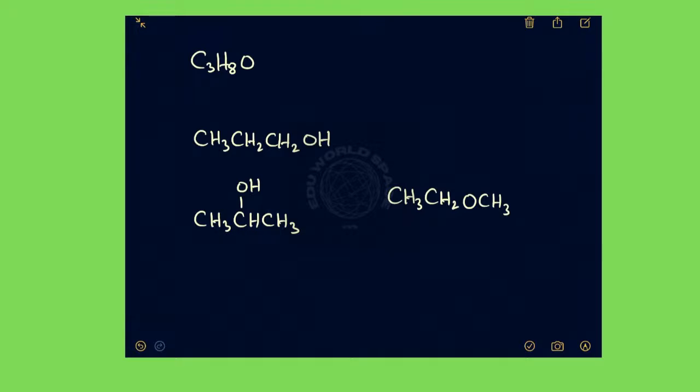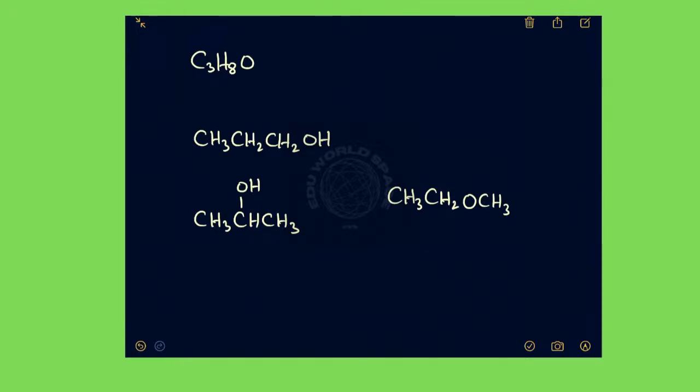Let's draw the isomers of C3H8O. We can have CH3, CH2, CH2OH. We can have CH3, CH3OH, and we could also have CH3, CH2, OH3. So there would be the three isomers of C3H8O.